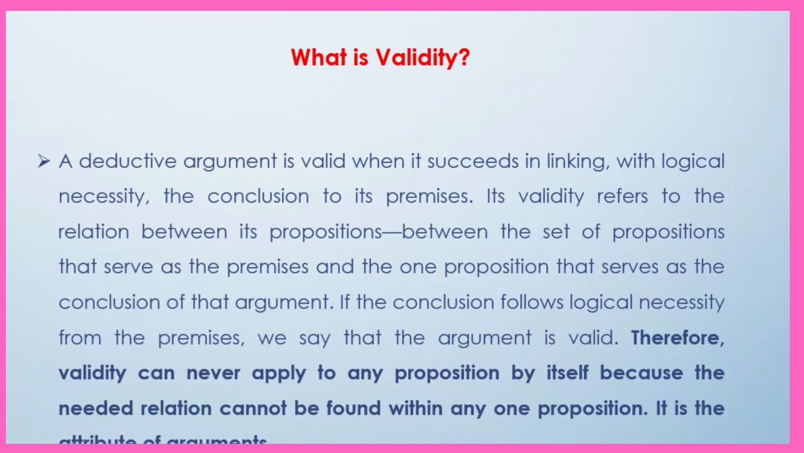So a deductive argument is valid when it succeeds in linking with logical necessity the conclusion to its premises. Its validity refers to the relation between its propositions, between the set of propositions that serve as the premises and the one proposition which serves as the conclusion of that argument. If the conclusion follows logically from the premises, we can say that the argument is valid. Therefore, validity can never apply to any proposition by itself because the needed relation cannot be found within any one proposition. Some valid arguments can have a false conclusion, but then any such argument should have at least one false premise. We are going to study rules of validity and the different types of fallacies in a different chapter.